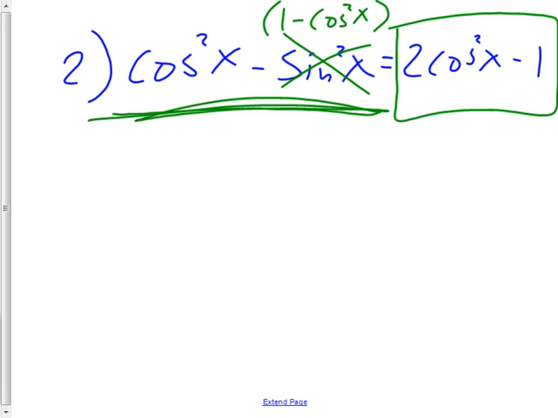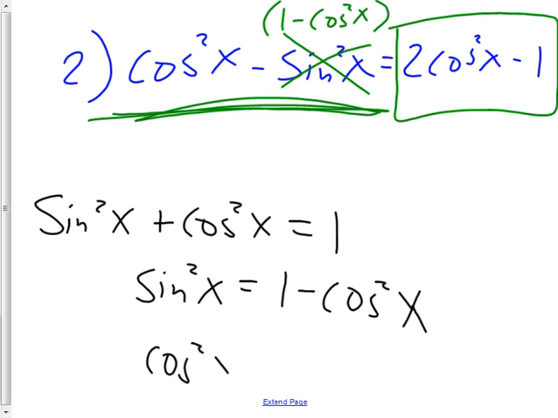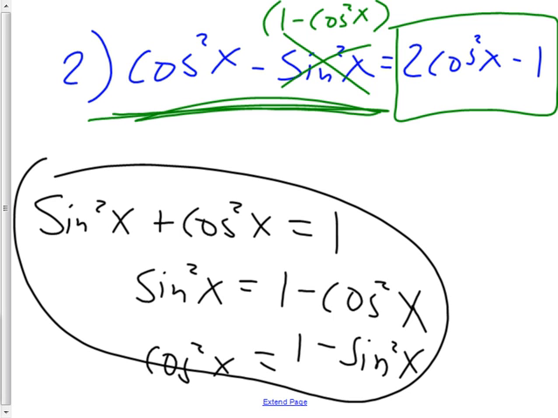And again, if you don't see that, it's because you don't know this one well enough. Which also leads to any of these can be replaced, like the sine squared would be 1 minus the cosine squared x. Or the other substitution would be that cosine squared would equal 1 minus the sine squared. All right, these have to be like second nature to you. They're going to come up a lot.